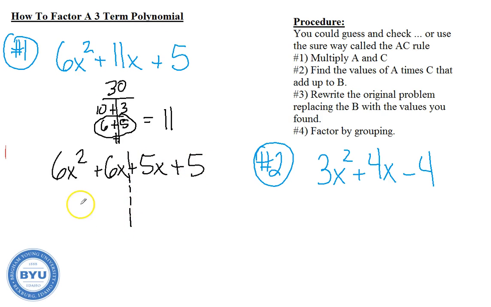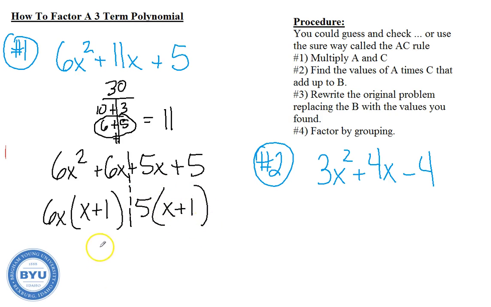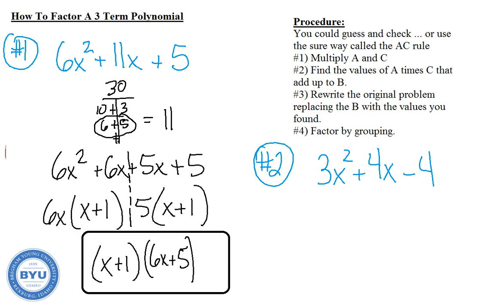Group this problem by chainsawing it. Here I can take out a 6x, leaving me with x plus 1. And here I take out a 5, leaving me with x plus 1. And so my final answer is the common parenthesis, x plus 1. And the leftovers on the outside of those parentheses, 6x plus 5. AC rule, pretty nice. Let's do number 2.